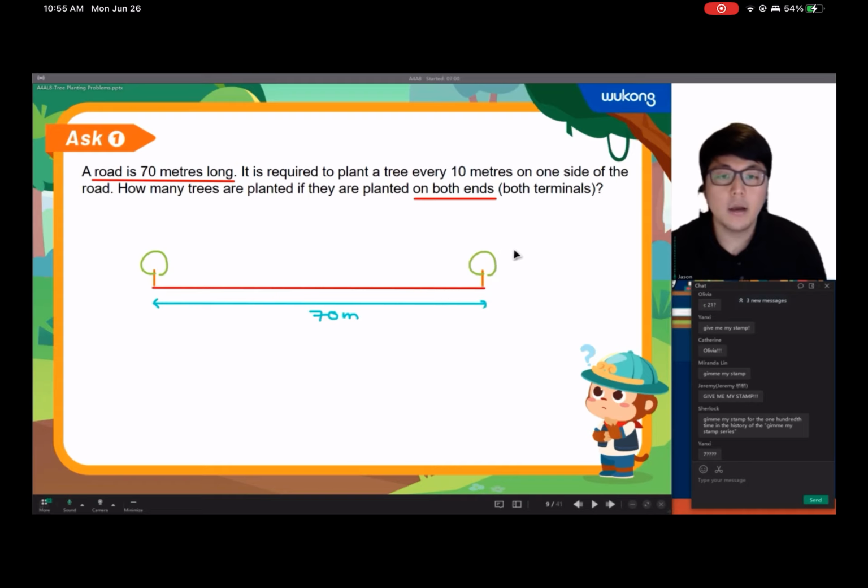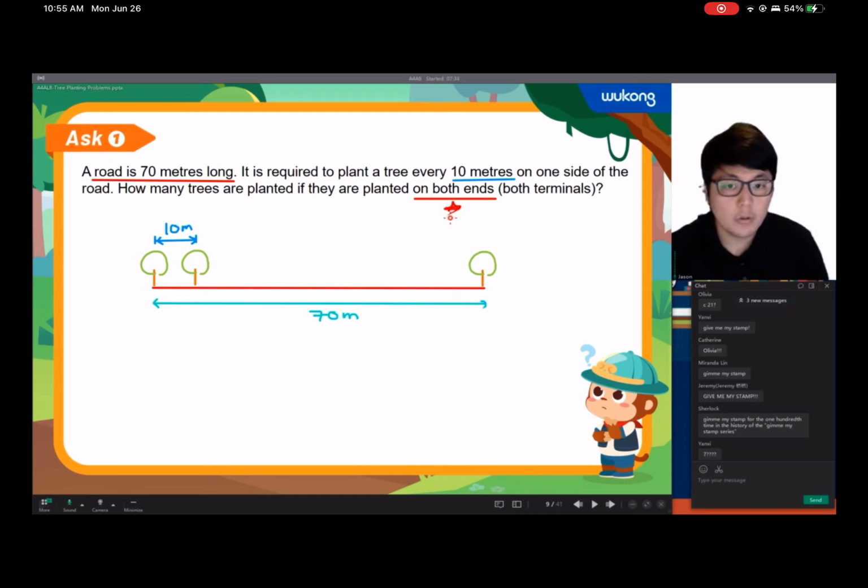And now, guys, there's another important piece of information. Every tree needs to be how far away? 10 meters. Okay, so that means between these trees, it's going to be 10 meters. Now, if you think it's 7, Candy, then you're wrong, because remember, you need to start by reading the question.